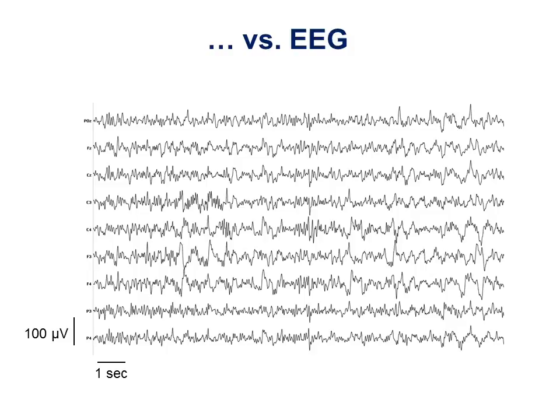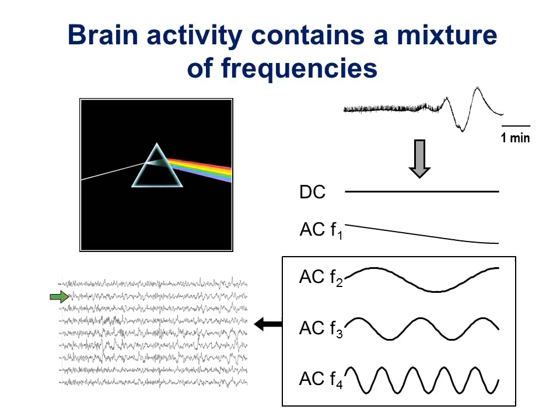And the difference in EEG versus ECOG can be understood by understanding that brain activity contains a mixture of different frequencies, as shown here in this recording, where there's an offset potential, which is the baseline or the average of the whole signal. There's slowly changing components, and then there's very fast changing components riding on top of the slowly changing components. And just as white light can be broken down into its component wavelengths, so too can these brain waves be broken down into their component frequencies, starting with the offset or direct current component, then to very slowly changing events, and on up into higher frequency events.